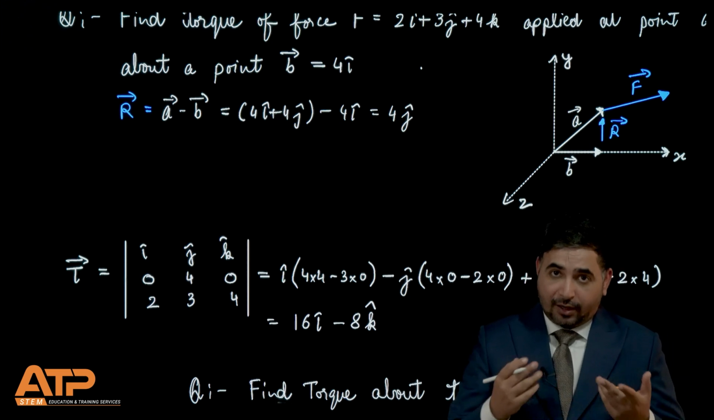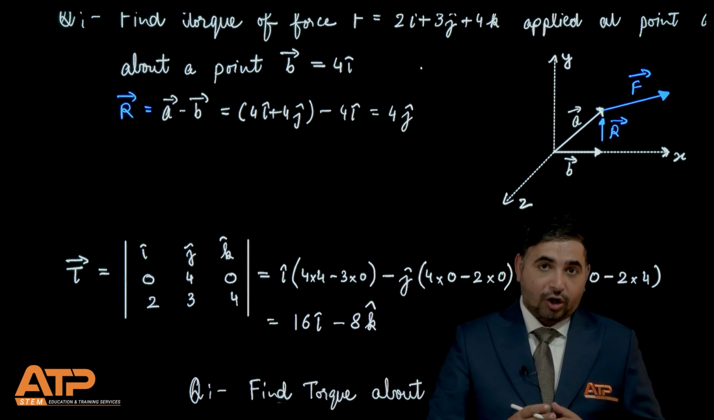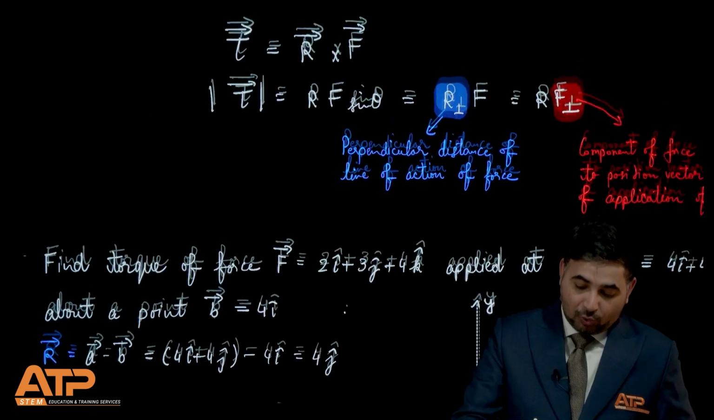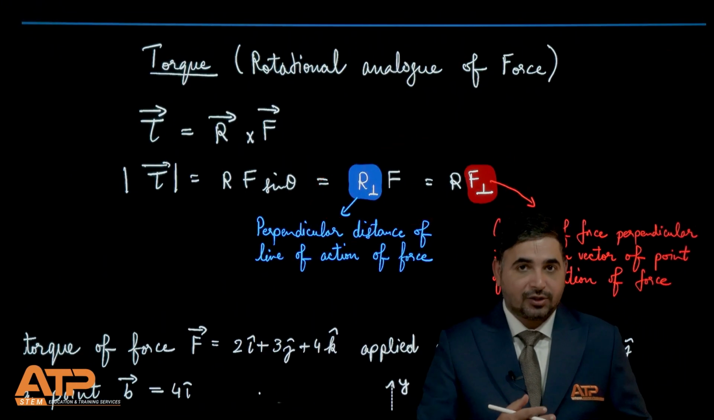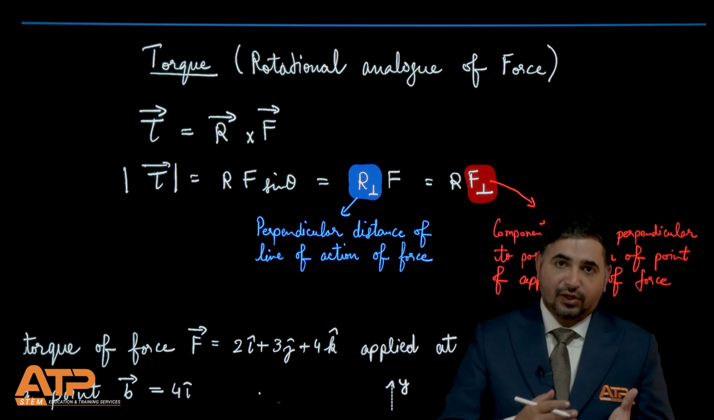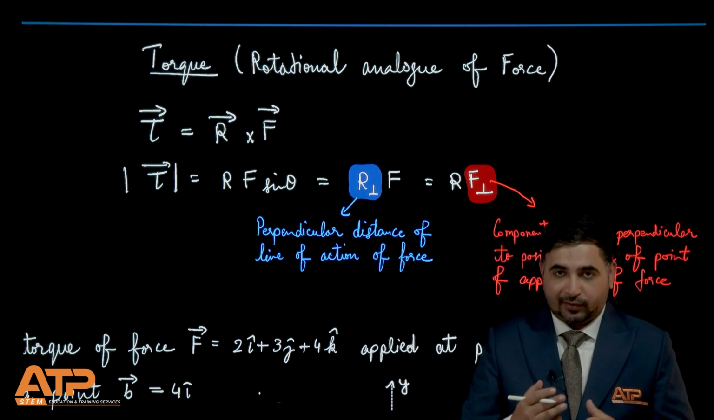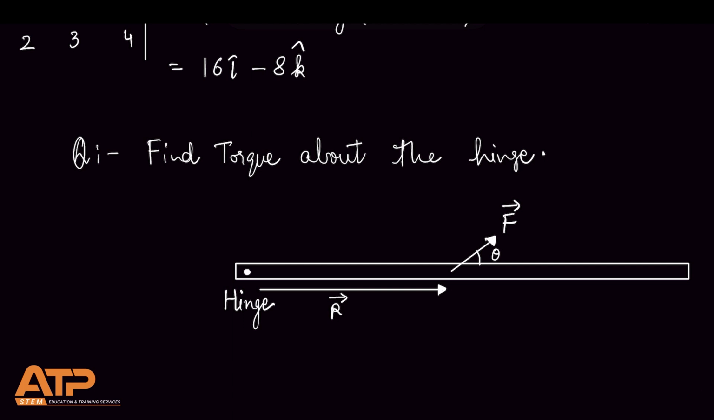Now let's look at another situation in which we are not going to use the cross product, in which we will learn how to use these two, and there will be conditions in which one will be a faster method than the other. Let's look at the question. It says find the torque about the hinge. This is the hinge. This object is like a plank or a rod which is hinged at this particular end, and force F is being applied here at an angle theta along the length.